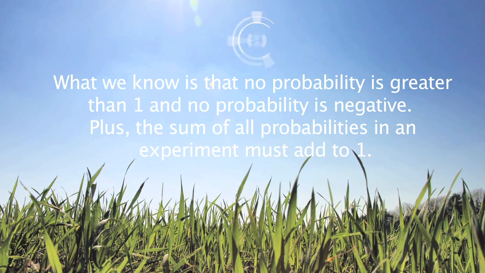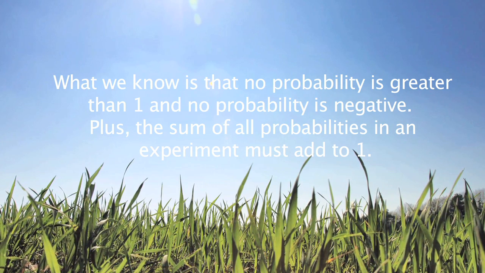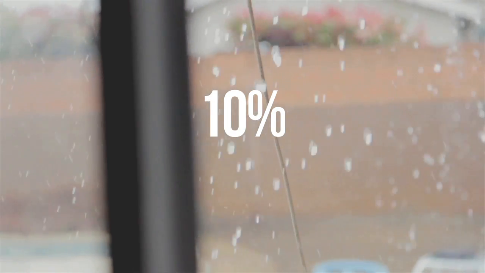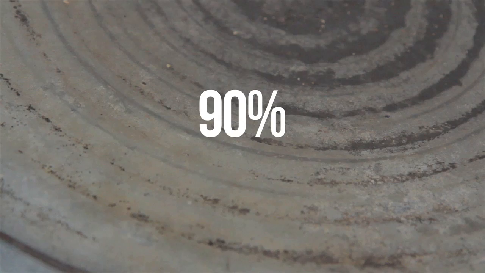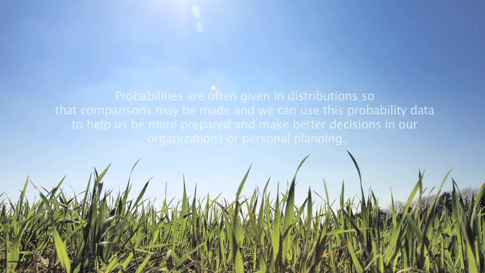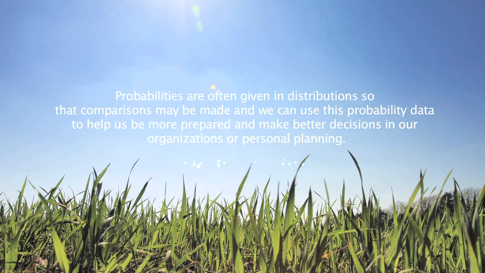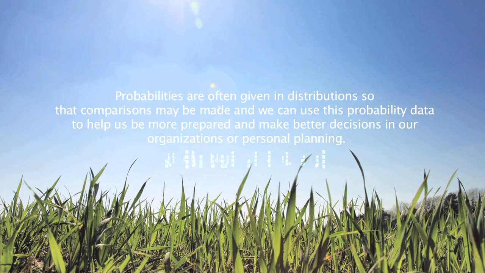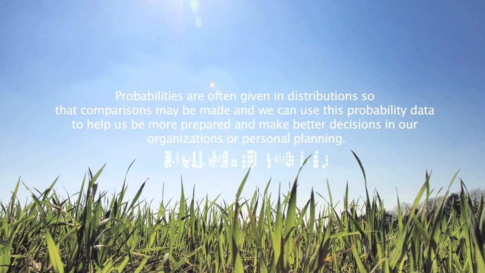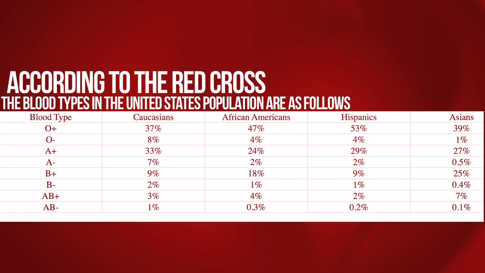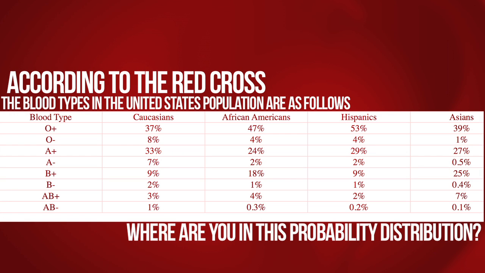Plus, the sum of all probabilities in an experiment must add to 1. That is why the probability that it will rain tomorrow is 10% and the probability it will not rain tomorrow is 90%. Both add to 1. Probabilities are often given in distributions so that comparisons can be made, and we can use this probability data to help us be more prepared and make better decisions in our organizations and personal planning. For example, according to the Red Cross, the probability of blood types in the United States are as follows. Where are you in this probability distribution?